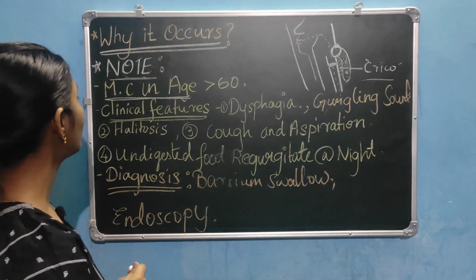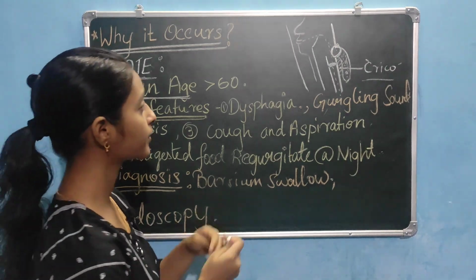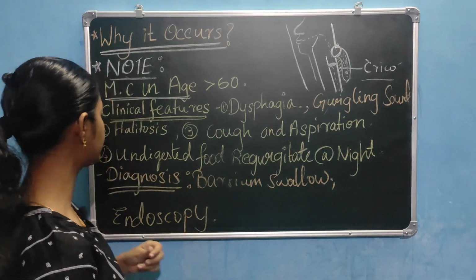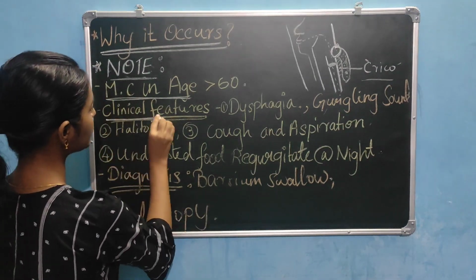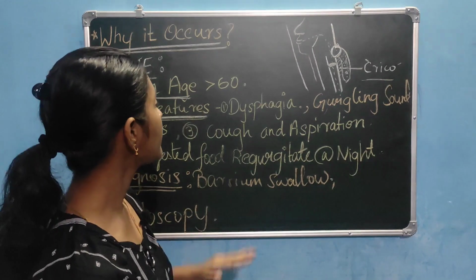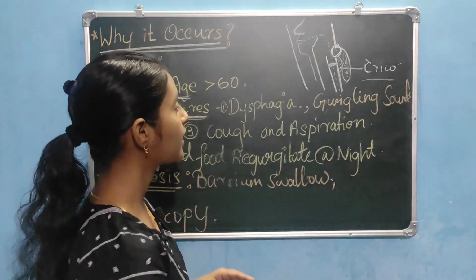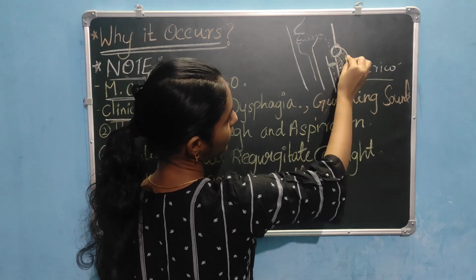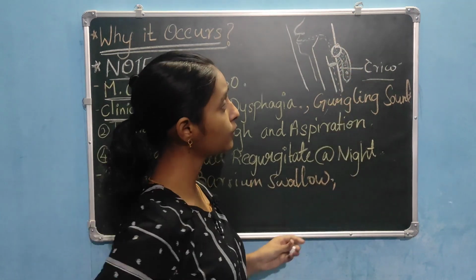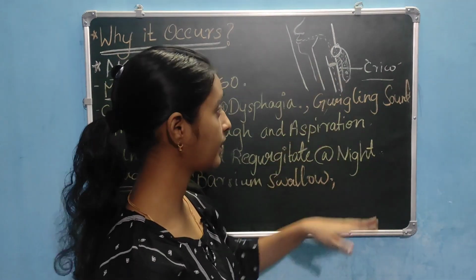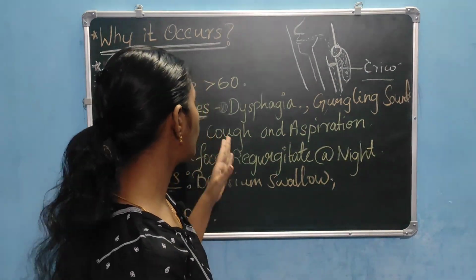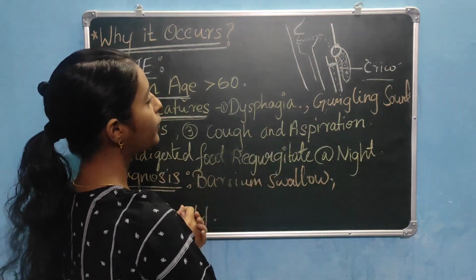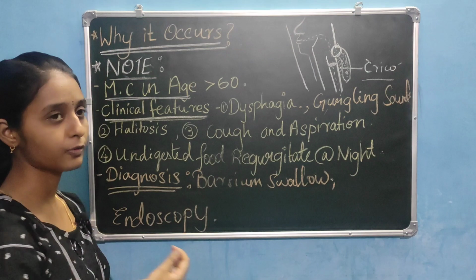So here we go with the clinical features. What does this pathology lead to? That's what we are going to see. The first clinical feature is dysphagia. As food enters, it starts to stagnate. It stays inside the pouch. But as it accumulates more, we cannot swallow the food.